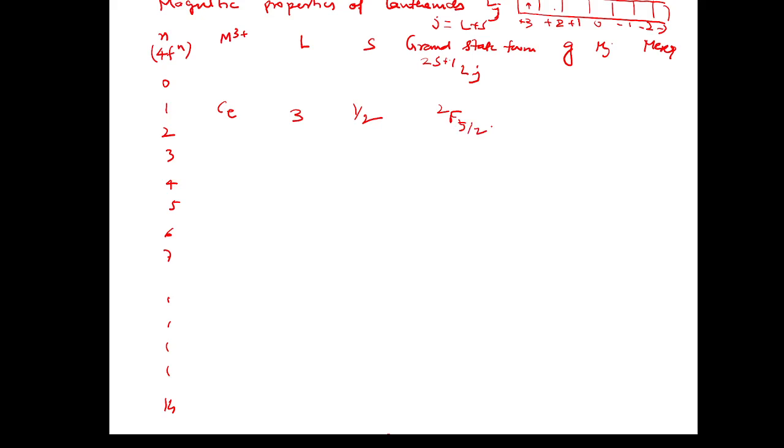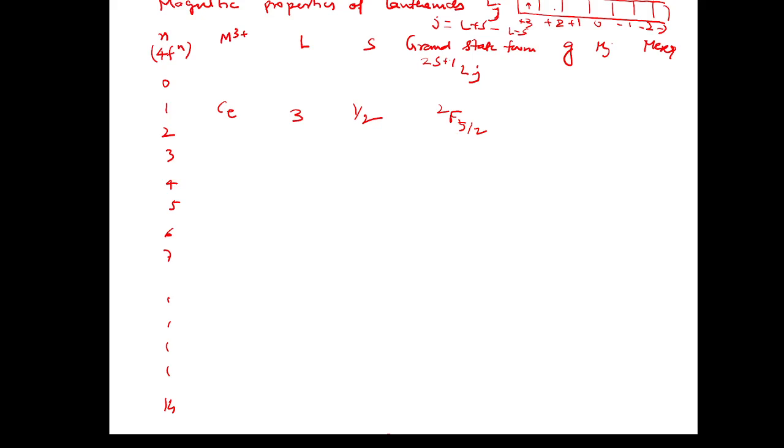Okay, 5 by 2. So why is it 5 by 2? Because J is S plus L or L minus S. For less than half filled, it is L minus S. For more than half filled, it will be L plus S. So this is 5 by 2.